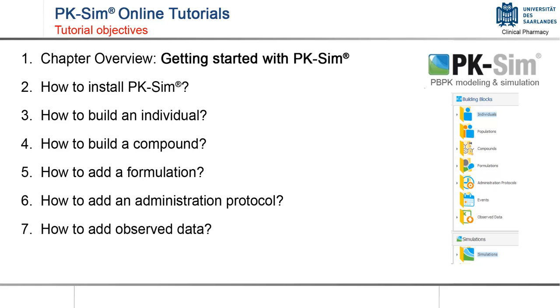The seventh video will show you how you add observed values. Observed values are important to compare model prediction with real measurements. Further, they can be used to identify unknown parameter values. The eighth and last video is about how you combine all the previously developed building blocks into one PBK model simulation.